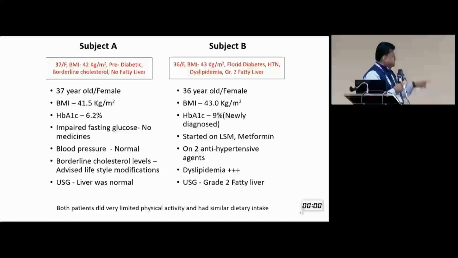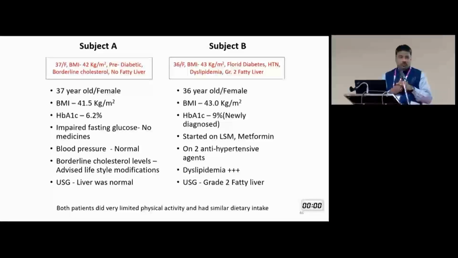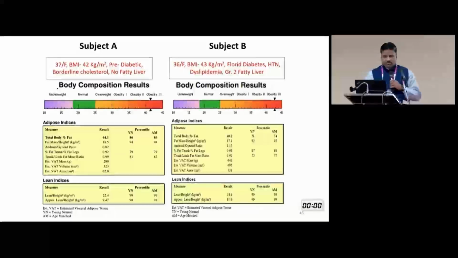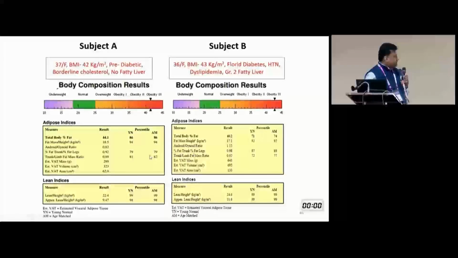But despite that, despite having the same BMI, one patient seems to develop all the metabolic problems, while the other patient does not. Let's look at their body composition report. Now again, we looked at the fat by height square and lean by height square. They should add up to the BMI, which is happening in both these patients.